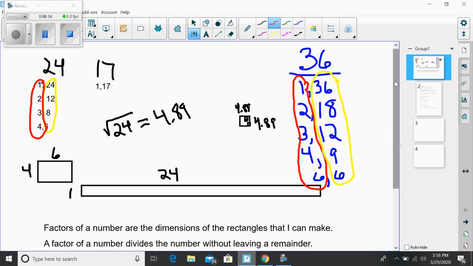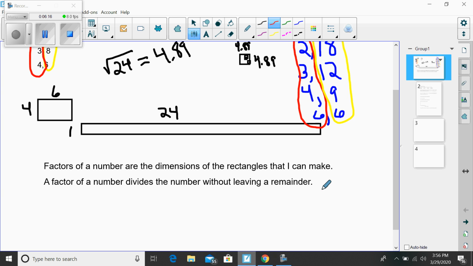So one thing that I want you to notice about factors is that factors come in partners.